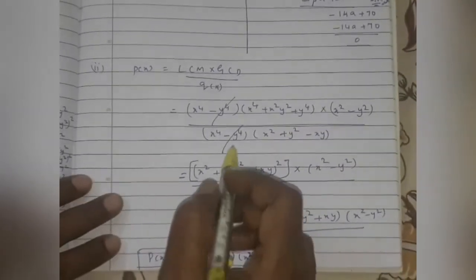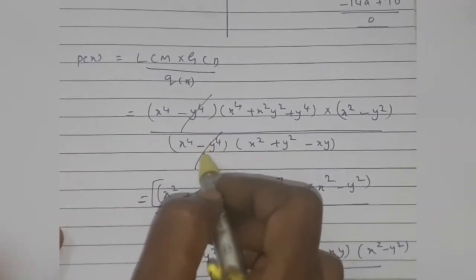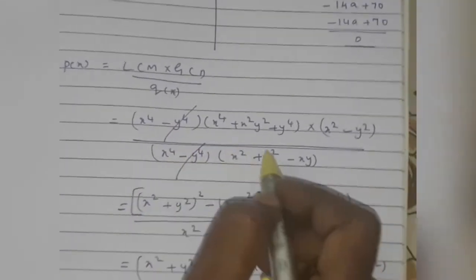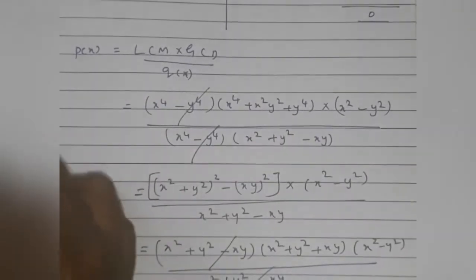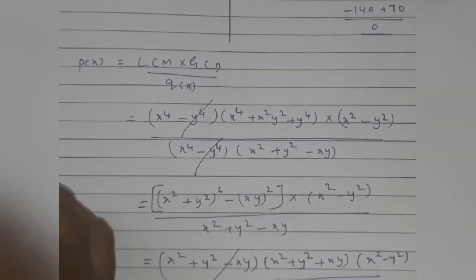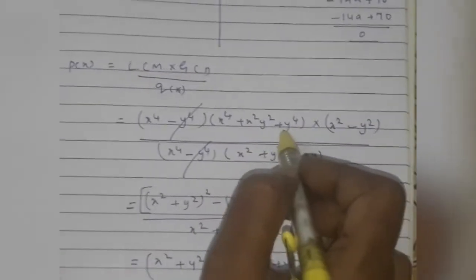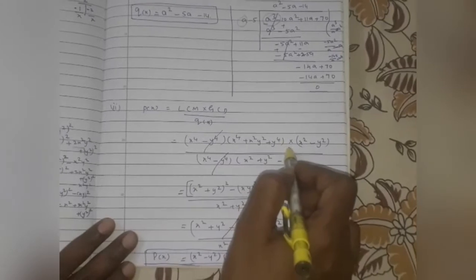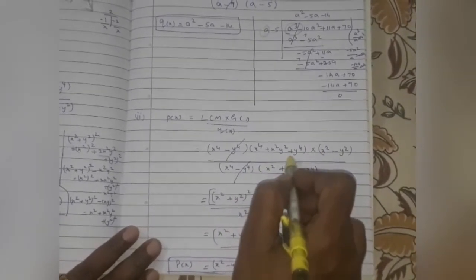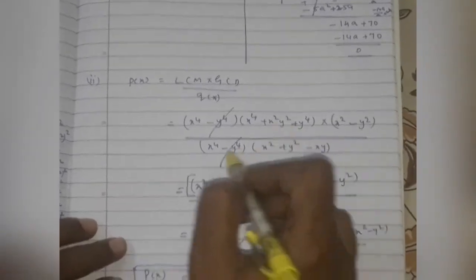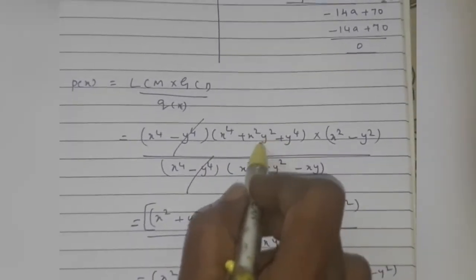Now x power 4 minus y power 4 can be cancelled. Now this can be written again using the same formula like this. You can use that formula here. So this can be written as x square plus y square the whole square minus xy the whole square.